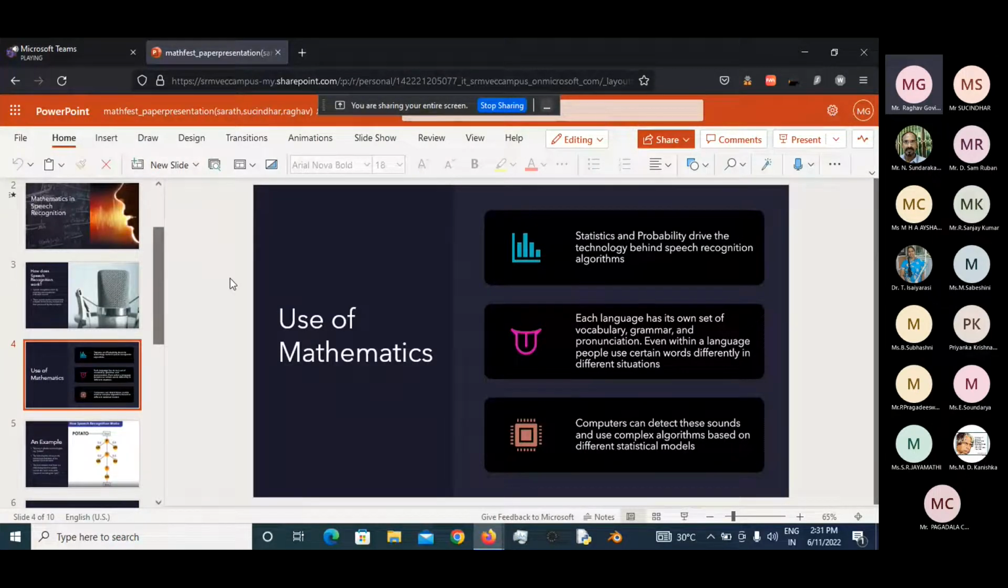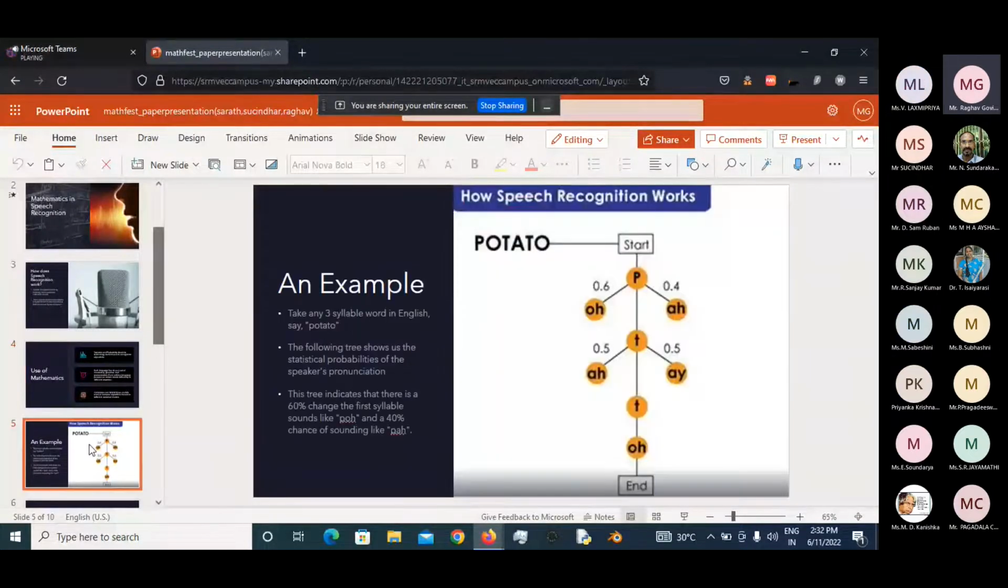Each language has its own set of vocabulary, grammar, and pronunciation. And even within a language, several words are used in different ways depending on the context. The computers use algorithms based on these statistical models and give us our desired outputs and identify our noise or voice. So let us study this.